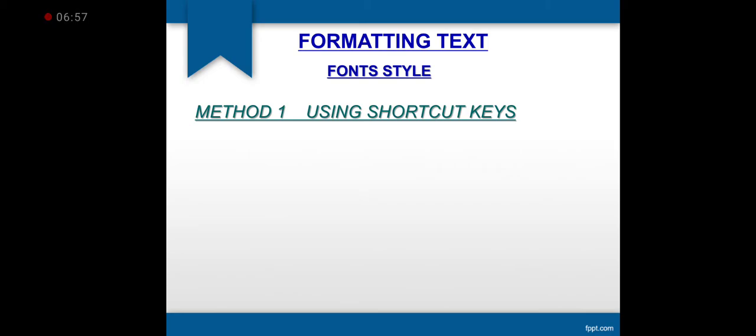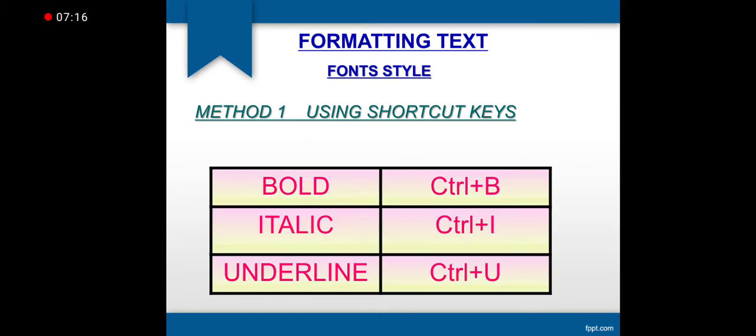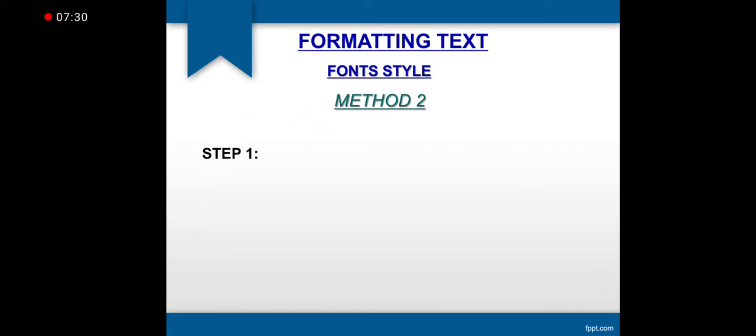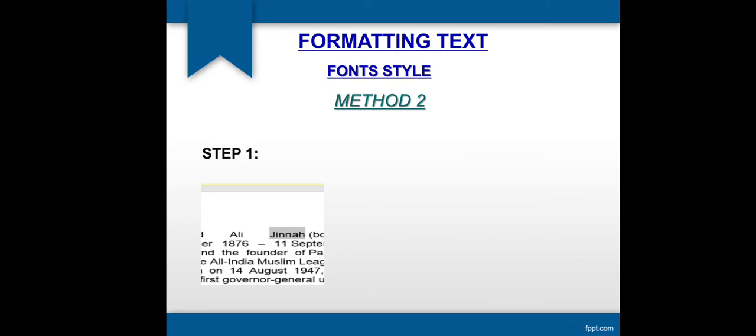So there are 2 methods to bold, italic and underline the text. The first one is to use the shortcut key. This is the easiest one. Shortcut keys are basically made for our convenience, so we can quickly perform the task. The shortcut key for bold is Ctrl plus B. Shortcut key for italic is Ctrl plus I. Shortcut key for underline is Ctrl plus U. Second method is to select the word or text that you want to change the font style.